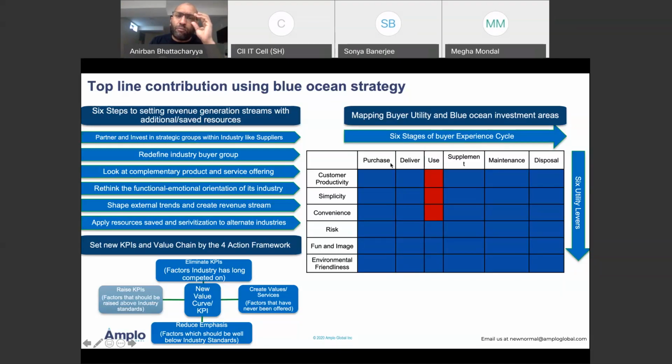So some of the elements we have seen, when we see manufacturing on the table, there are six utility levers we are checking. Productivity, which is not only the employee part of productivity. I see some questions coming on that. Customer productivity, making the overall experience simple, managing the risk and making it more fun, and environmental friendly readiness. These elements are generally outside-in branding. I'm requesting these six levers to be brought into manufacturing.